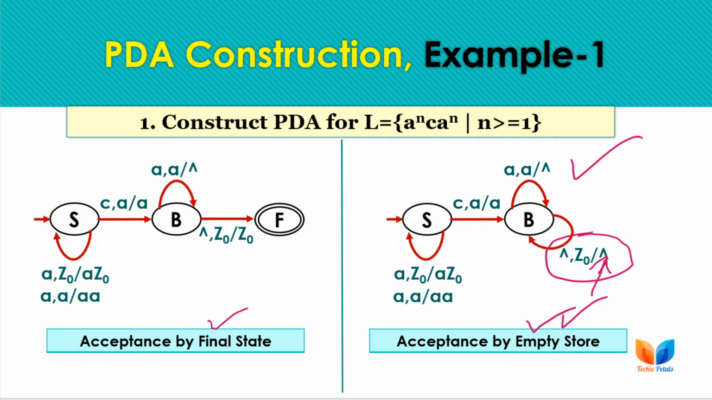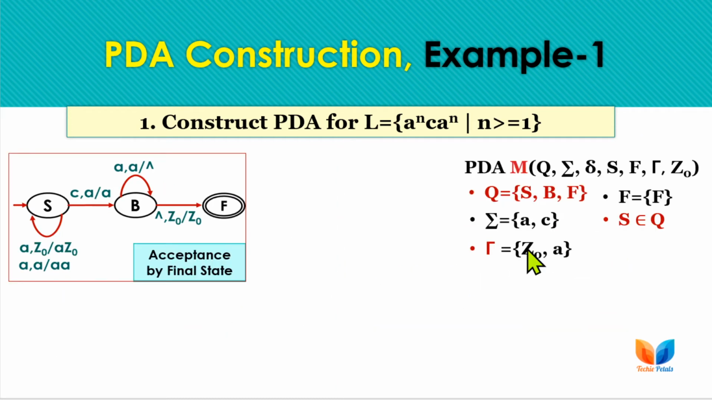Okay, so next let's define the tuples for these PDAs. How can we define the tuples? If we have acceptance by final state, then for all such cases we define the PDA M with Q, sigma, the transition function, the initial state, the final state, and here we have two extra items: the set of stack symbols and Z0 as the initial stack symbol. So here the states are S, B and F, and the set of final states is F only.